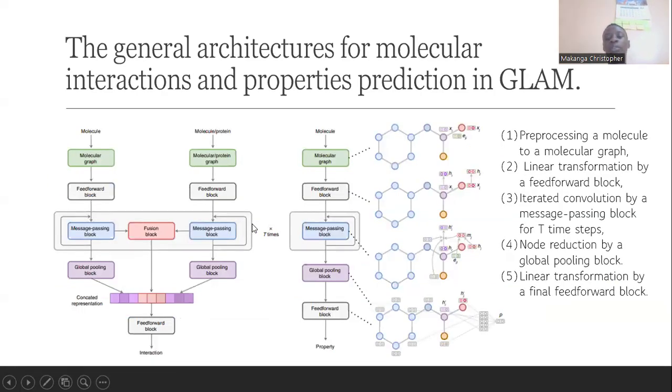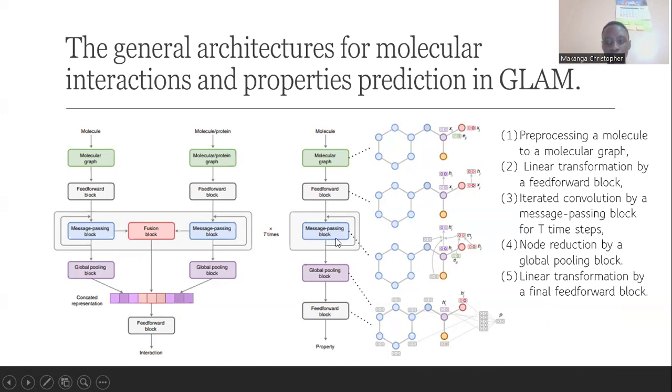Now, from there, the authors designed two architectures for molecular interaction and properties prediction. This is the architecture for molecular interaction, and this is the one for properties prediction. Now, what happens in these architectures is first there is a pre-processing of a molecule to a molecular graph, which is what is shown here. And then this molecular graph is linearly transformed by the feed forward block. After it is transformed by the feed forward block, it is iterated.